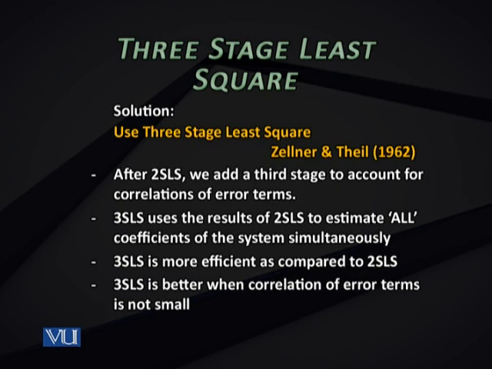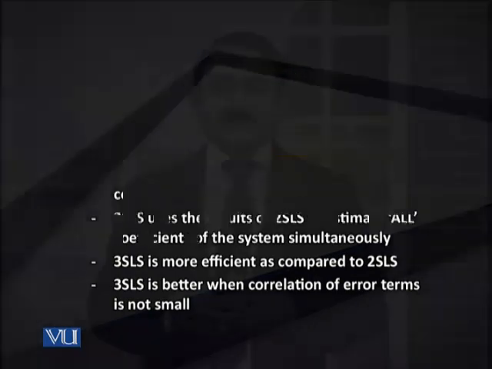So it works better when the correlations between these error terms are high. If the correlation between the error terms of different equations is very low, maybe 2SLS provides better results. But when the correlation is high and higher, we get better and better results when we apply three-stage least square.